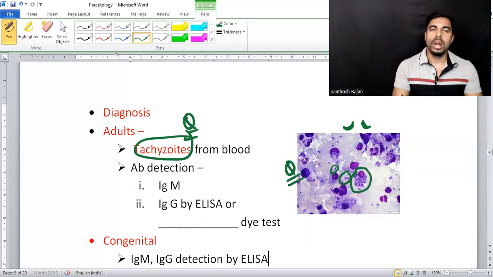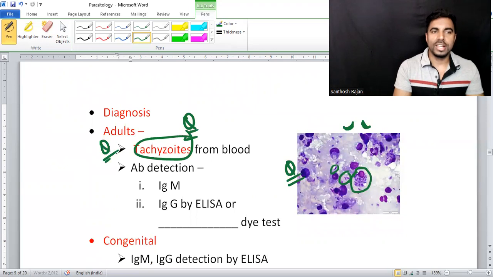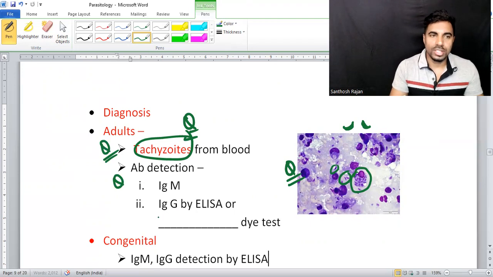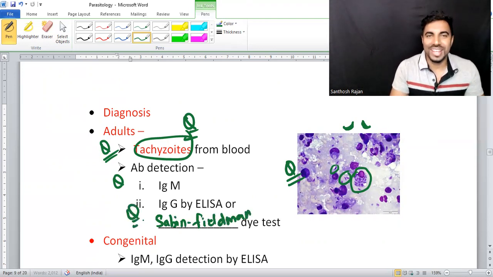You call them tachyzoids. One is tachyzoid identification from the blood directly, Giemsa. Other one is antibody detection. You do IgM or IgG ELISA. And another very, very important one is that in ELISA, it's detecting the antibody only. We are using a special test called what? Sabin-Feldman. This question is asked many times. Sabin-Feldman dye test. Okay, Sabin-Feldman dye test.